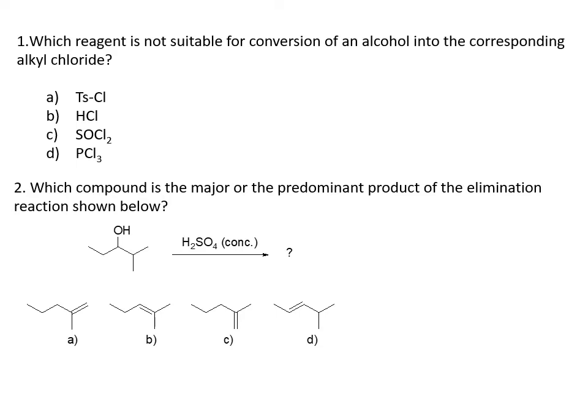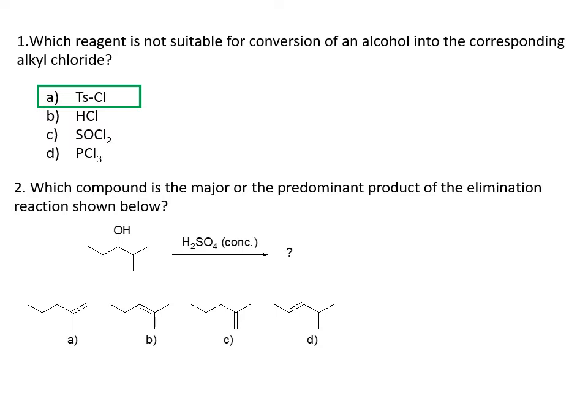Hydrogen chloride, yes, that one converts alcohol into alkyl chloride. Thionyl chloride, also a suitable reagent, even better. And last one, phosphorus trichloride. Yes, that's another reagent to convert alcohol into alkyl chloride. So the correct answer is A.